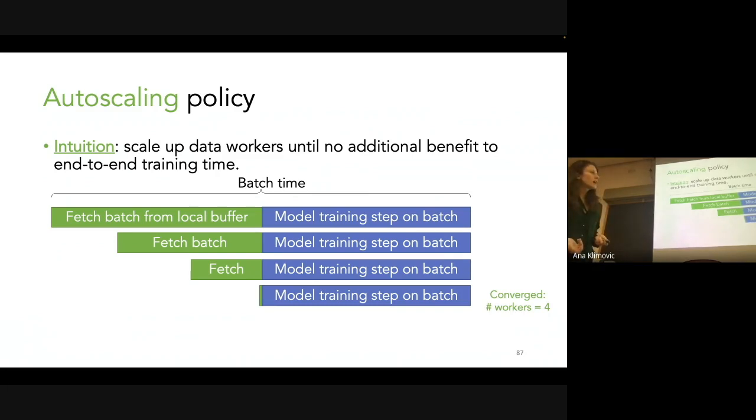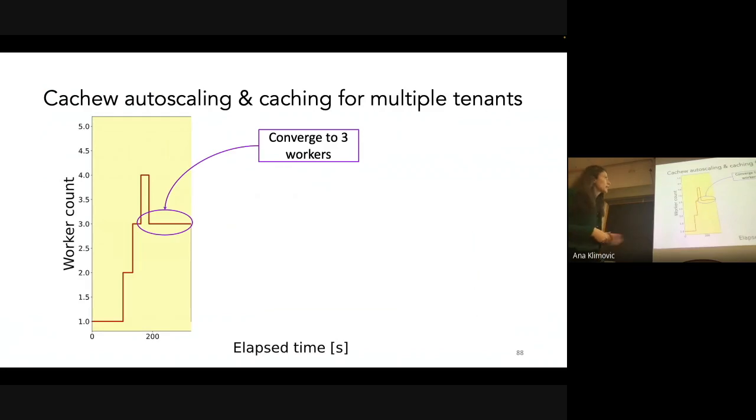So this is how we do it in Cachew. Just to give you an example of putting all these things together, this is how things go over time. I'm going to gradually reveal the graph. On the y-axis is how many workers are being used. We start off using a single worker. A job comes in, and here we're using the auto-scaling policy to figure out how many workers are optimal for the job. So we overshoot a little bit and realize 3 workers is sufficient.